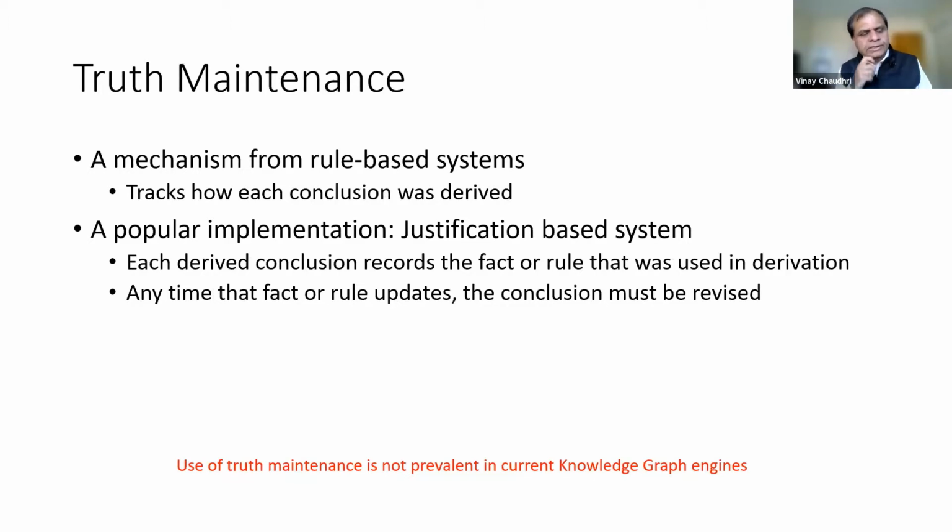Truth maintenance is a related technique, and it's a mechanism from rule-based systems. It tracks how we are using different inference rules to derive new conclusions. And a popular implementation for a truth maintenance system is known as a justification-based system. The way that works is that every time you derive a new conclusion, it records which facts and rules you used in deriving that conclusion. And then anytime you change any fact or any rule, using this justification structure, you can figure out what other changes you have to make in your system.